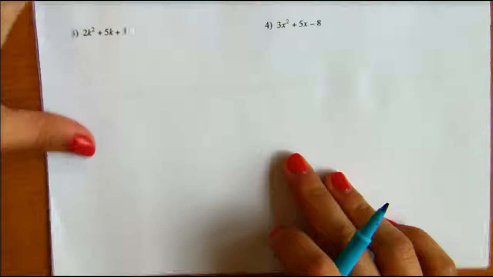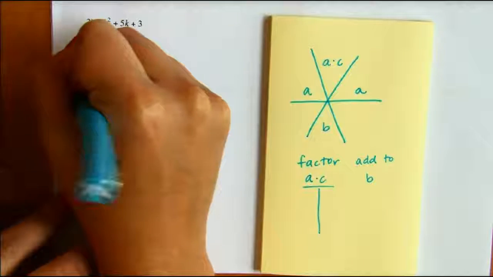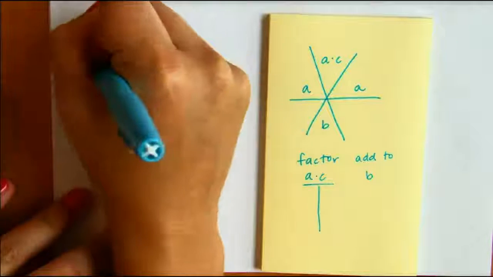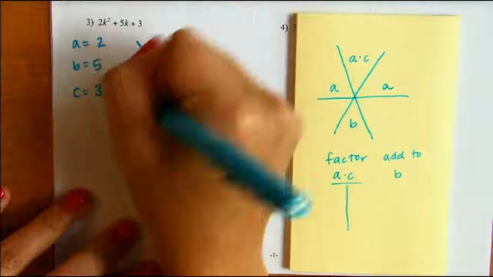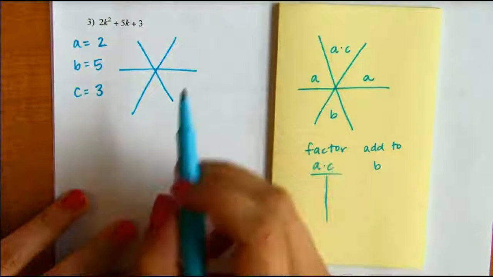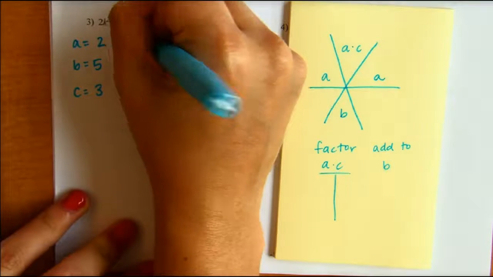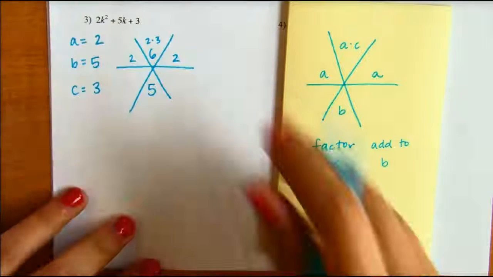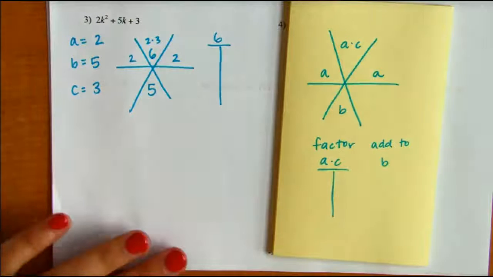Okay, continuing with number 3 and 4. So again, I'm going to start off number 3, listing out what is A, what is B, what is C. In this case, A is 2, B is 5, and C is 3. So I'm going to set up my snowflake. In my A spots, I'm going to put my 2. A times C is going to be that 2 times 3, or a positive 6 up here. And my B value is 5. So I'm going to factor out A times C, factor out 6 off to the side. Go ahead and list out all of your factors.